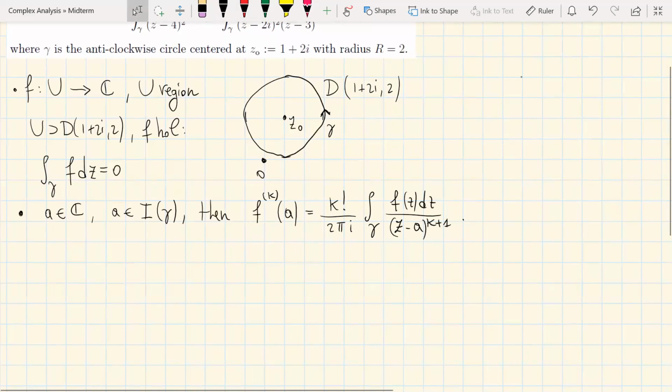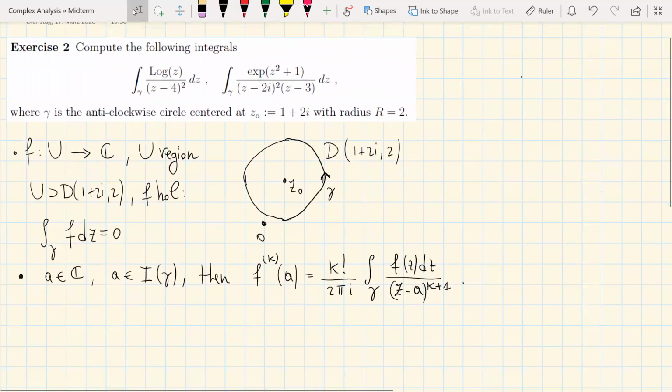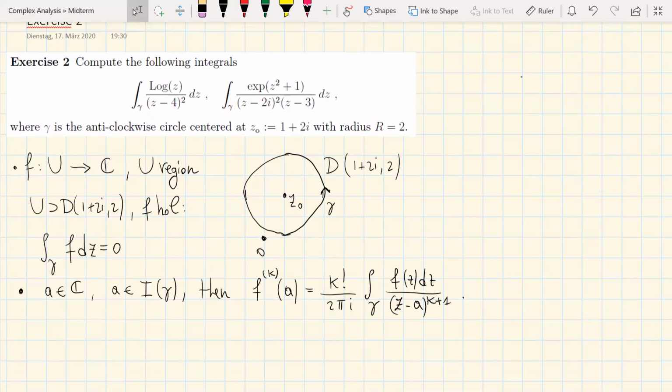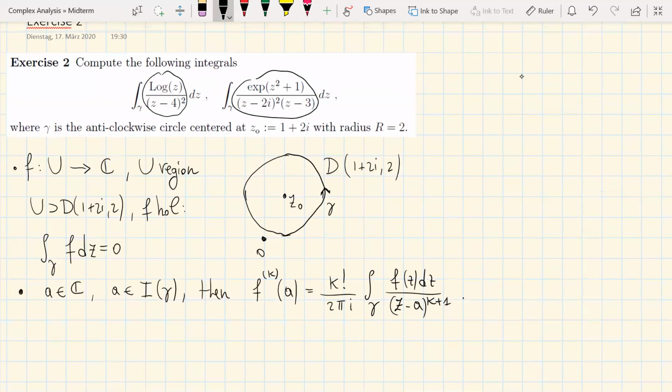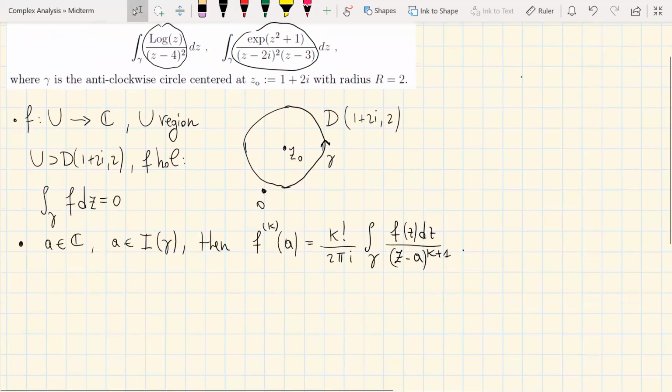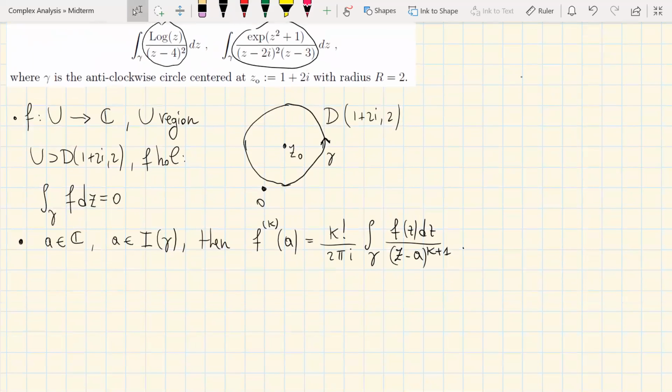So I want to use these two results and see in which of the cases we are, the first case or the second case. Basically, I want to study if these functions are holomorphic inside the disk. So let's start with the first case. So this is case 1, this is case 2.